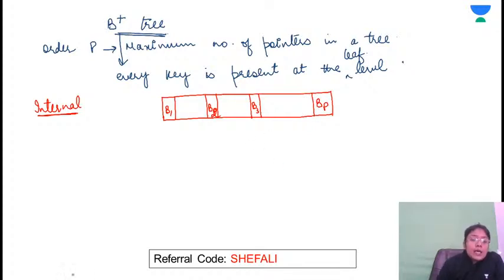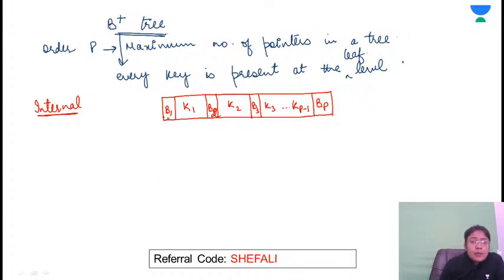So how many keys are possible? It's just like the previous case. P minus 1 keys will be present. The only difference is, in this case, there will not be any record pointer along with the keys, because all the keys are maintained at the leaf level, so all the record pointers will be available in the leaf node only.